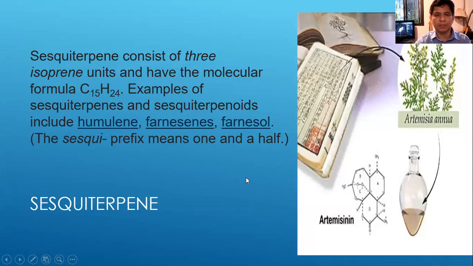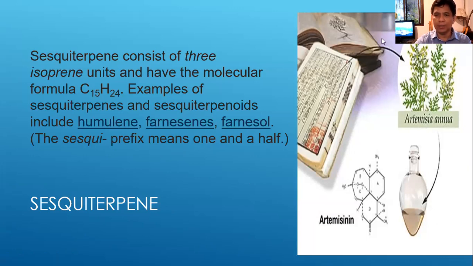Ayan, sesquiterpene. Sesquiterpene consists of three isoprene units and have the molecular formula C15H24. So, examples of sesquiterpenes and sesquiterpenoids include humulene, ito yung sabira, no? Farnesenes and farnesol. So the sesqui prefix means 1.5.